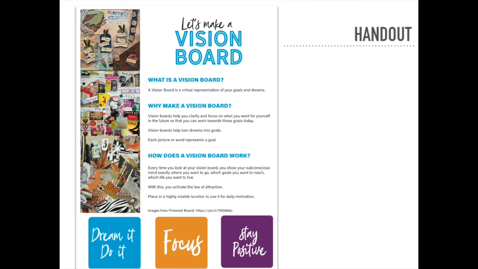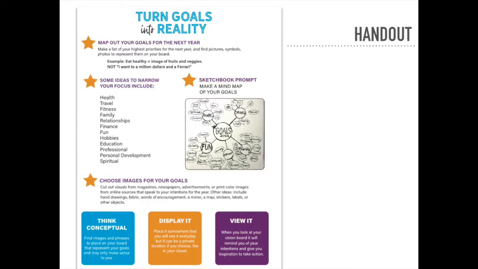Each picture or word should represent a goal. The second page of the handout is the process for creating the vision board, starting with mapping out the goals for the next year with examples, some ideas to follow, and a sketchbook prompt to make a mind map of the goals.